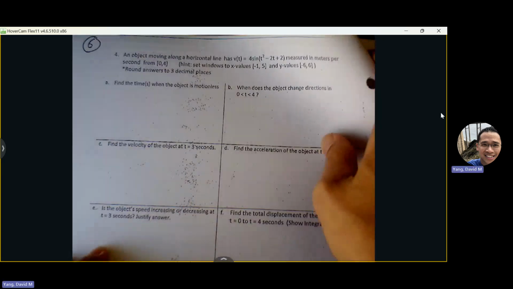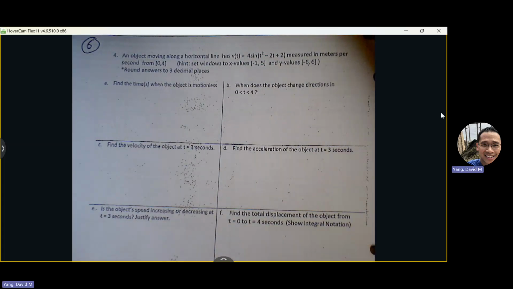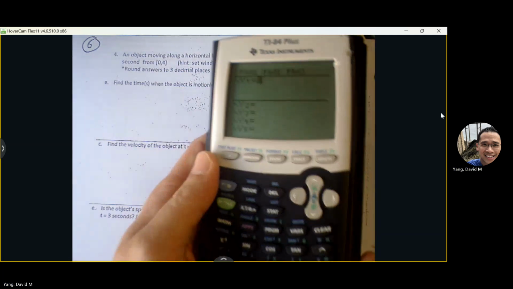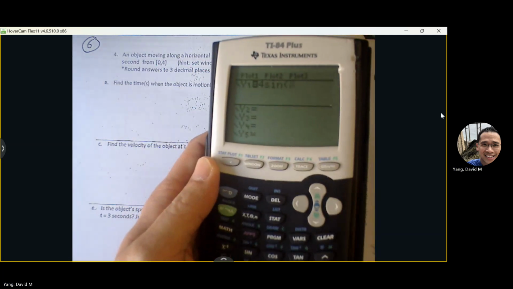All right, an object moves along the horizontal line. Velocity v of t is given in meters per second from 0 to 4. We're going to round our answers to 3 decimal places. So let's graph this function here. This is our velocity function. Again, if you see the variable t, you're only going to use x. We're not going to use t in our calculator. So in your calculator, we're going to type in 4 sine of x squared minus 2x plus 2 under y1.